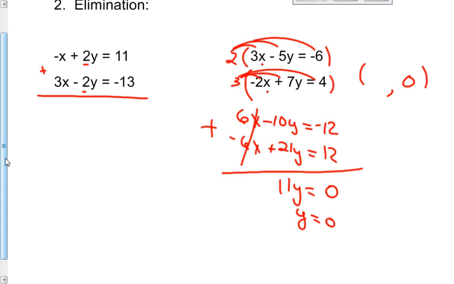And then when we plug the 0 back in, you can pick whichever equation you want. It doesn't make any difference. I'll just choose the top one. 3x minus 5 times 0 equals negative 6. X equals negative 2. So the solution to this system is negative 2, 0.